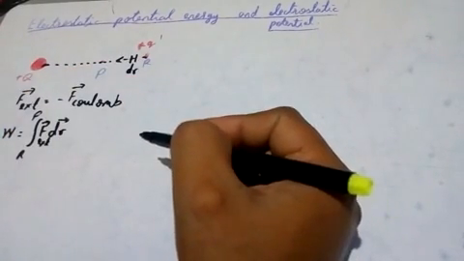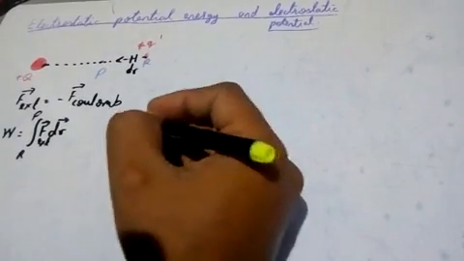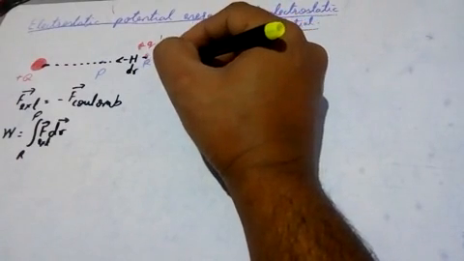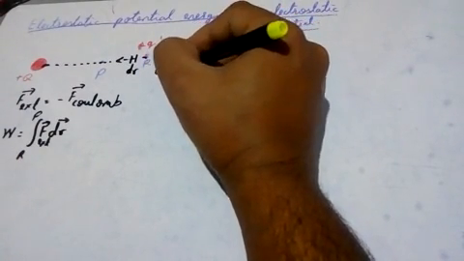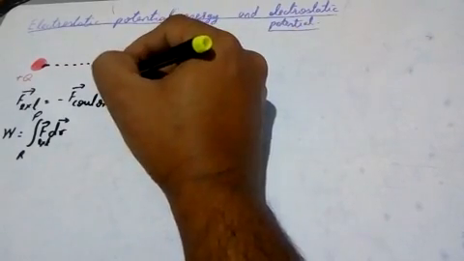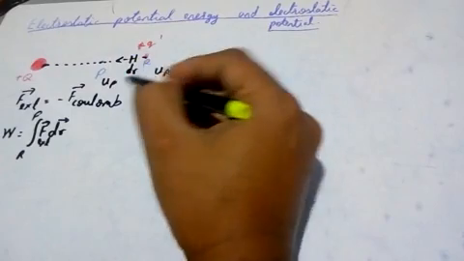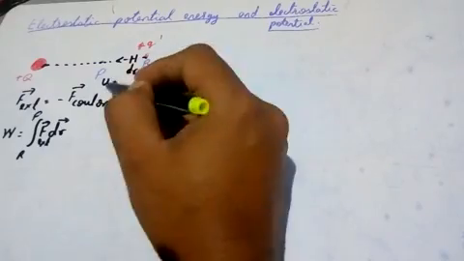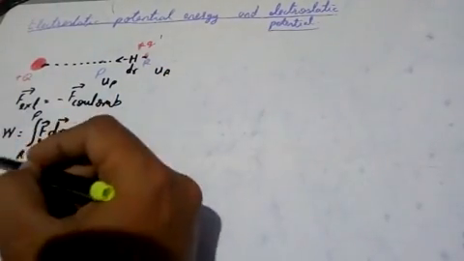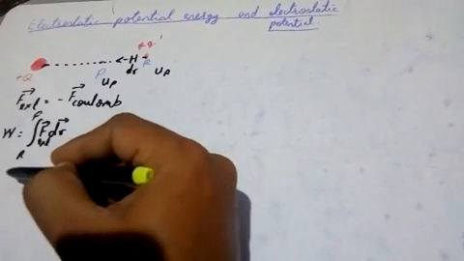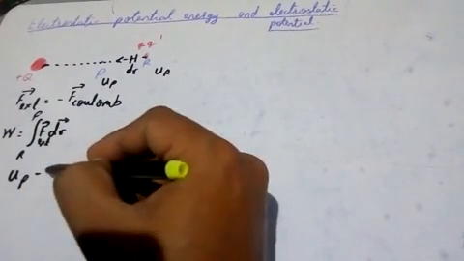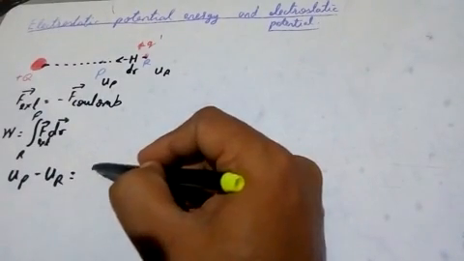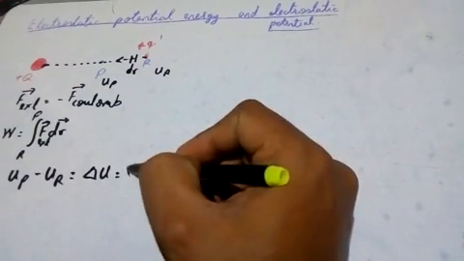Now let us see what the potential difference is here. For that, let me take the potential energy at R to be UR, and the potential energy at P as UP. Now you see there will be more potential energy here because there will be more repulsion. So we write UP minus UR. We're going to write the difference here. That will be UP minus UR. That is the difference in potential energy, which we can write as delta U. That will be equal to the work which we do.